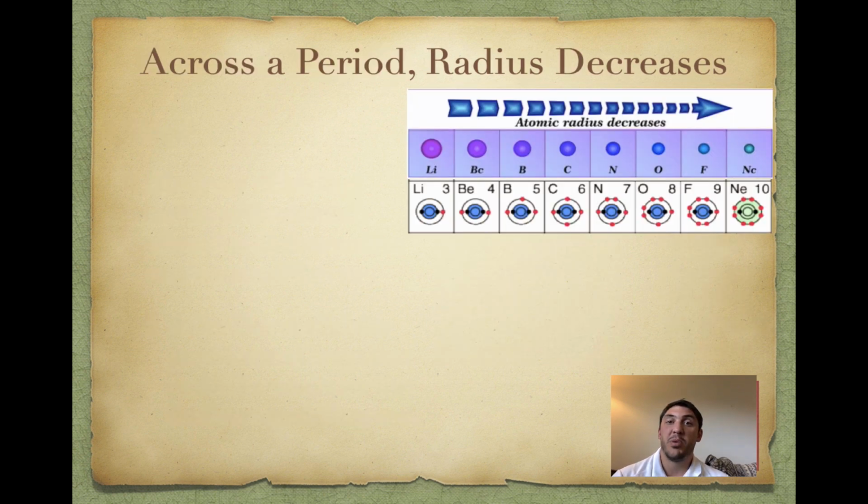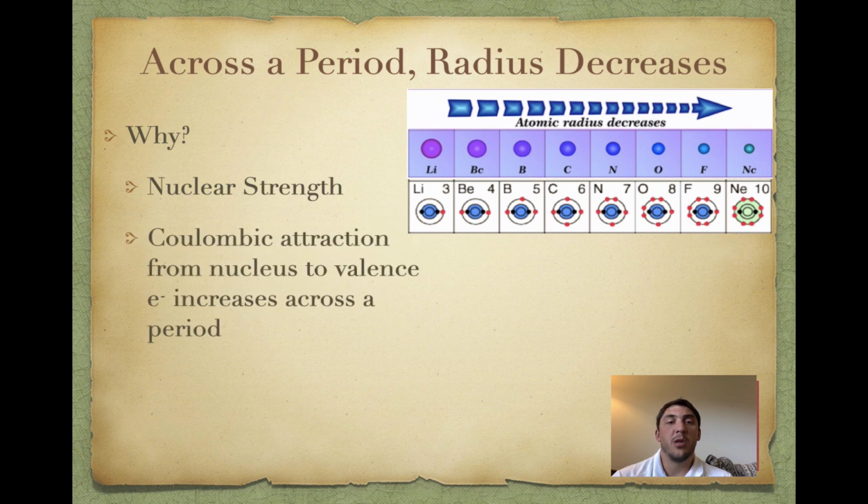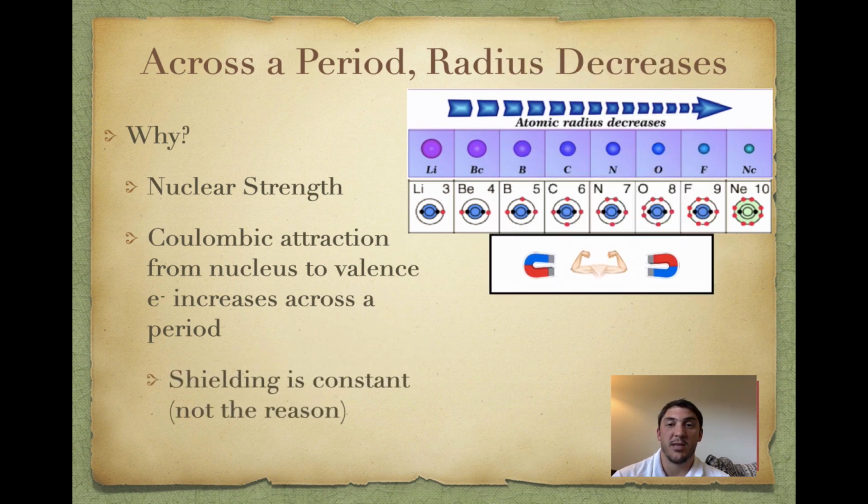Now, across a period from left to right, radius decreases. If we take a look at the second period from lithium to neon, you can see in pictorial representation the size of the atom decreases from left to right. But why? It's nuclear strength that causes this trend. So Coulombic attraction from a nucleus to valence electron increases from left to right across a period. Now, it's similar to, but not the same as, magnetic attraction, because shielding is constant, so that's not the reason.